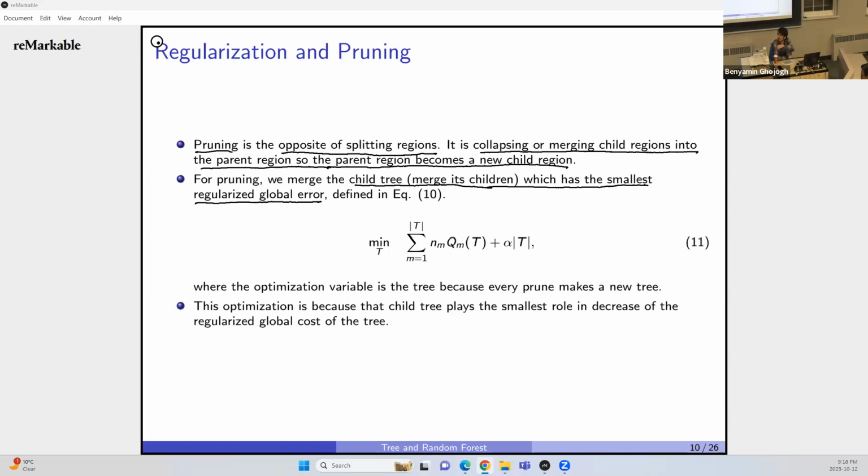So how do we do pruning? We have a bunch of children, right? Which two children do we merge? The one which minimizes this the most. Sorry, which minimizes this the smallest. Do you know why the smallest?